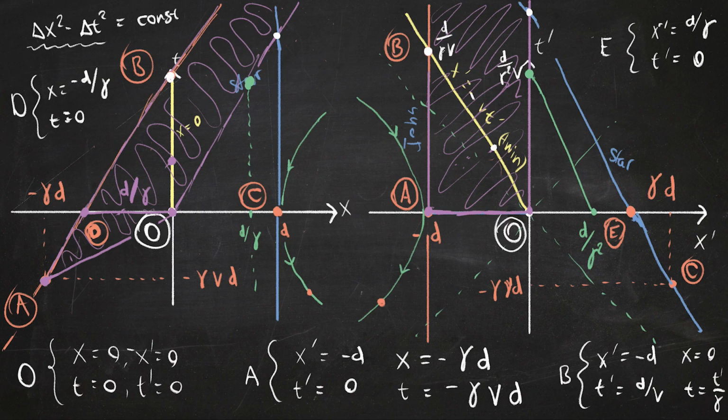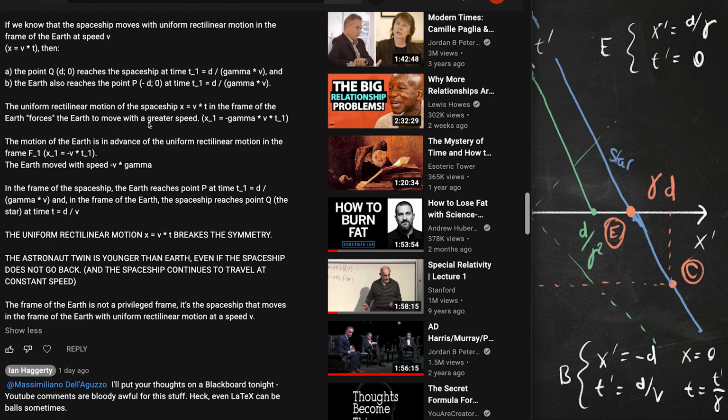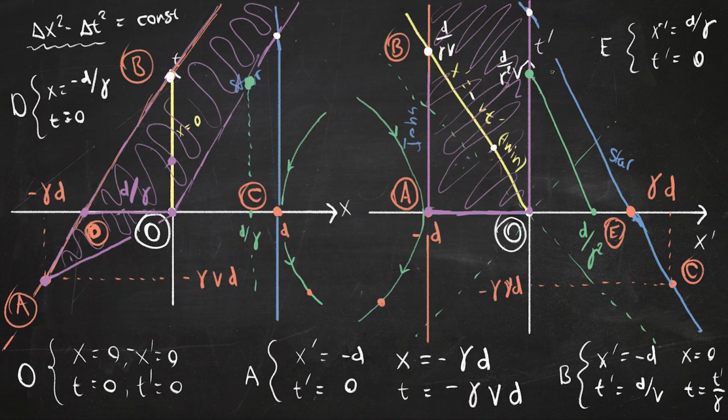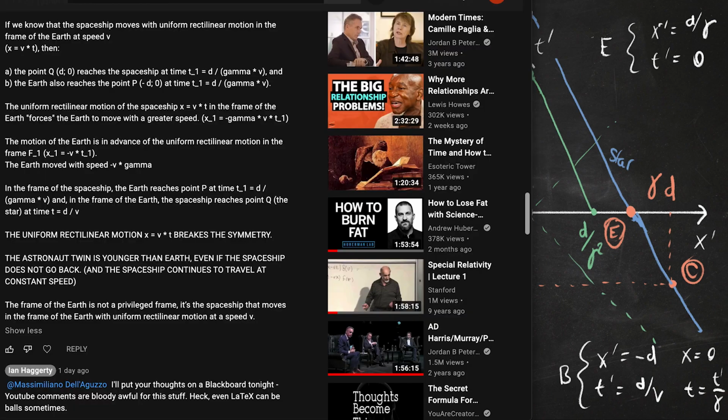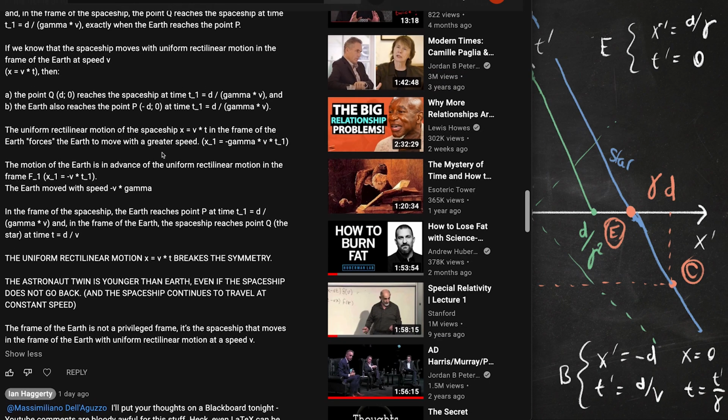Yeah, I see what you're saying. So this space-time coordinate of B is a distance of d, but we calculate a time to be d on gamma v. Where did that time come from then? It came from doing... point reaches this.